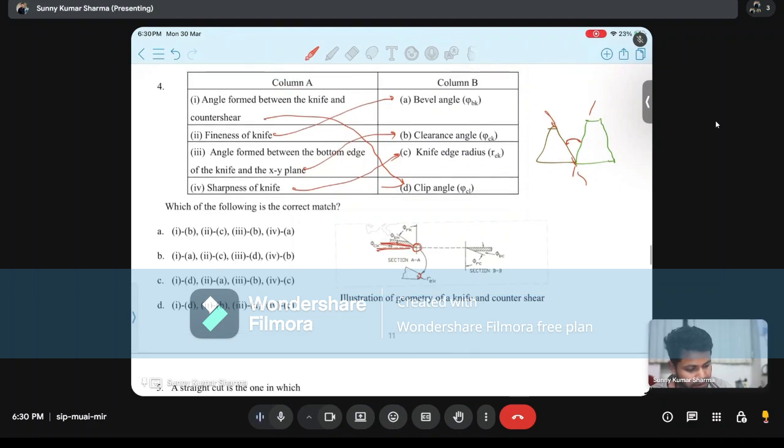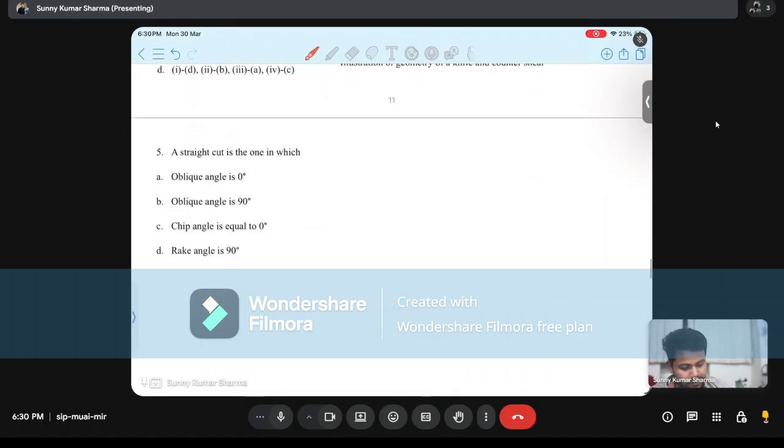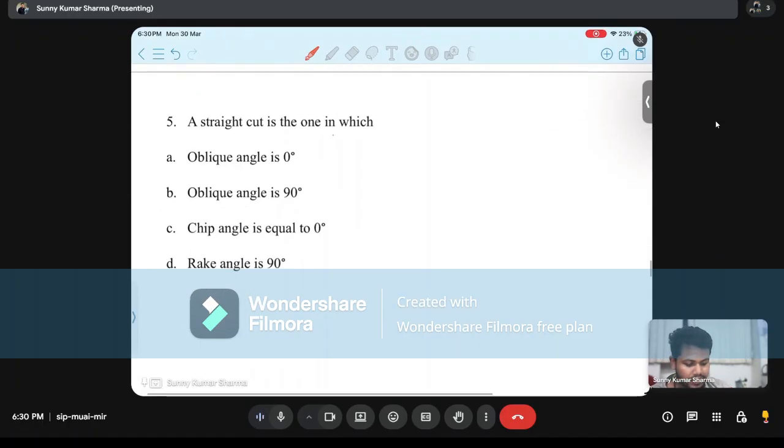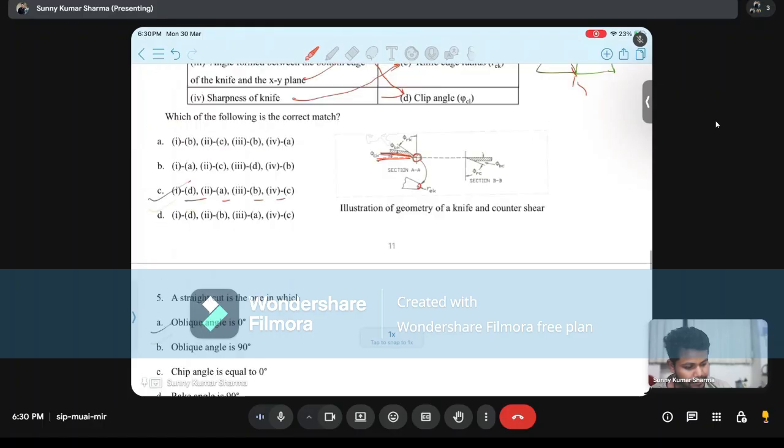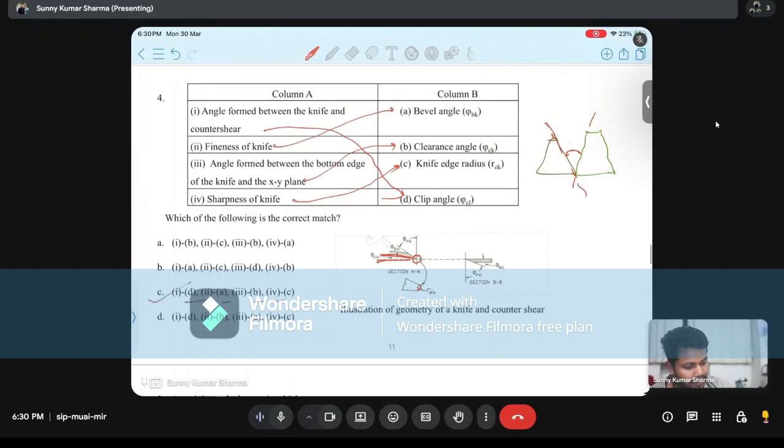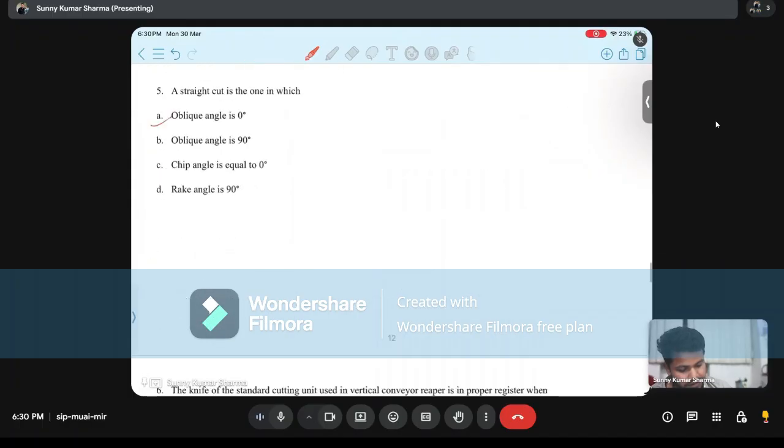So what do you answer? D, A, D, C. So C will be checked. The next question is: a straight cut is one in which the oblique angle is zero. This is the oblique angle, and when it is zero, it is called a straight cut.